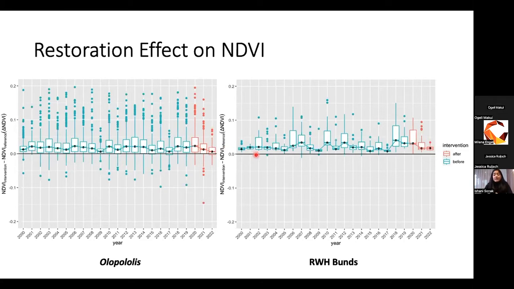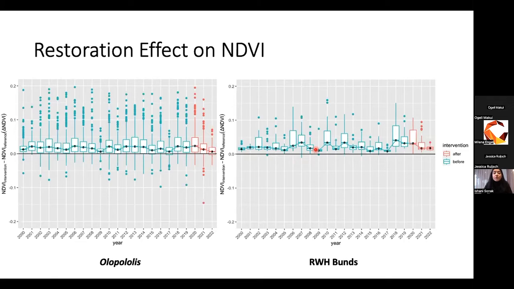And similarly for the buns area where the buns were dug, we can also observe a similar trend, that vegetation was always higher from 2000 to 2022 inside the buns area, which was also formerly an Olopololi. However, since the implementation of the project, we did not see an increase. Now, why did we not see an increase?